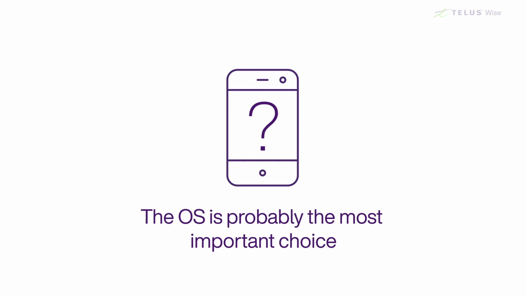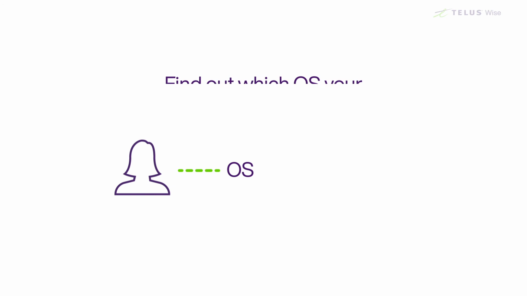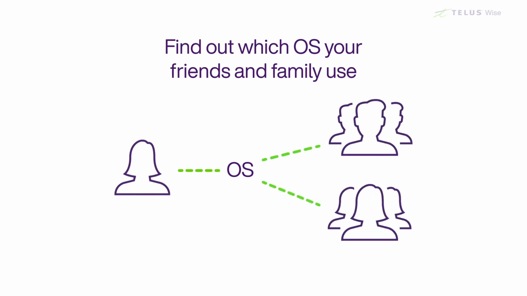If you don't have a device yet and you're thinking about buying one, the OS is probably the most important choice. If you know someone who has used one kind of OS for a long time, then by choosing the same OS, you know you'll have someone to turn to if you need help.